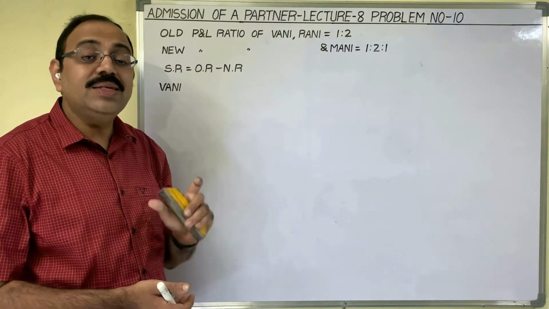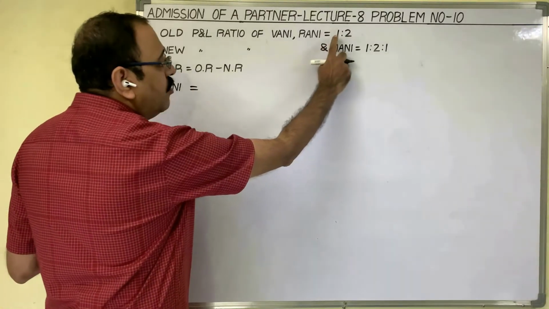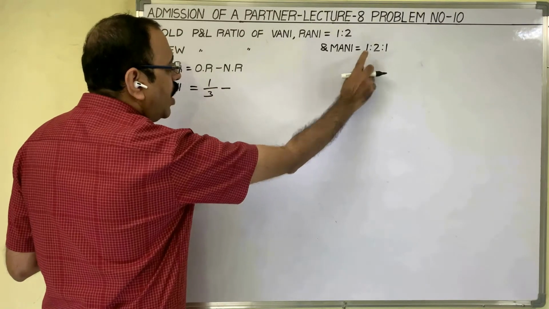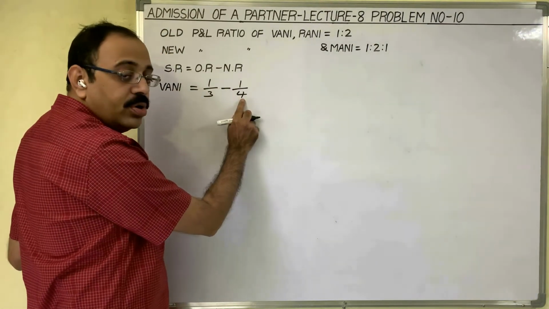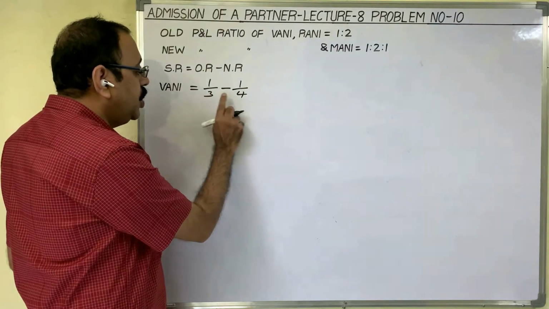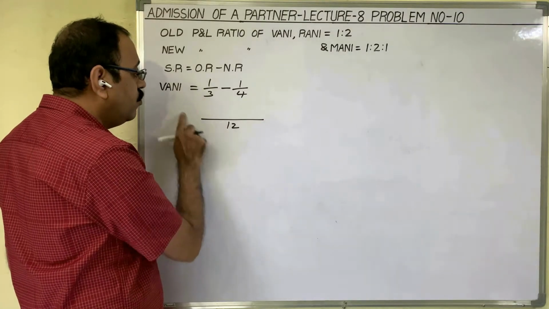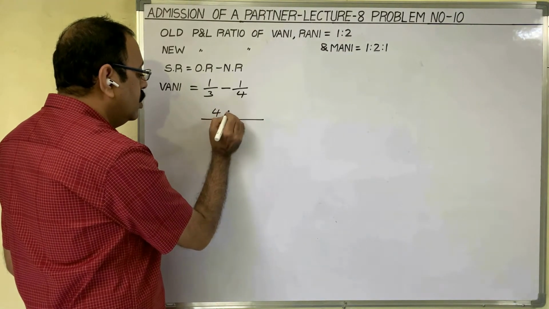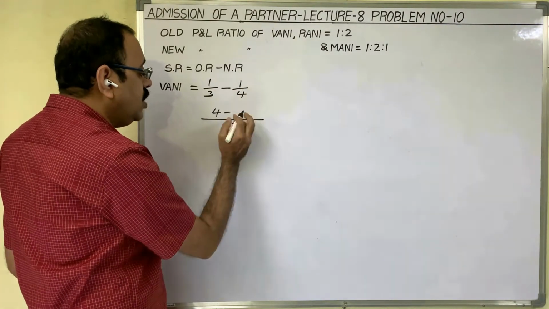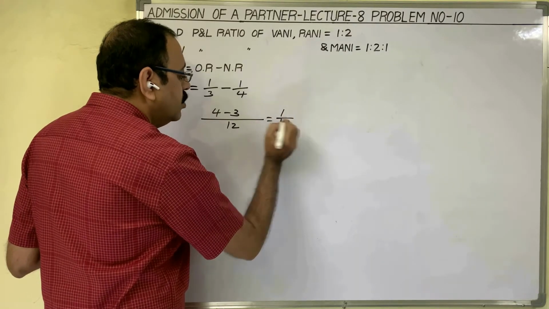Let us calculate the sacrificing share of Vani. Vani's old share is 1/3 minus Vani's new share is 1/4. 3 and 4, both we cannot divide with one number. Therefore, LCM is 3 into 4, 12. 3 4s are 12, 4 into 1, 4. Minus 4 3s are 12, 3 into 1, 3 is equal to 1/12.